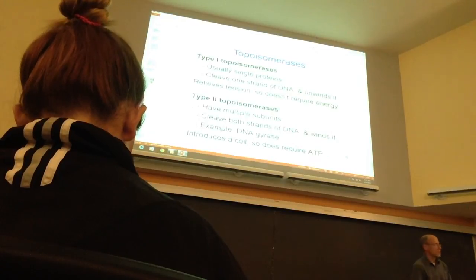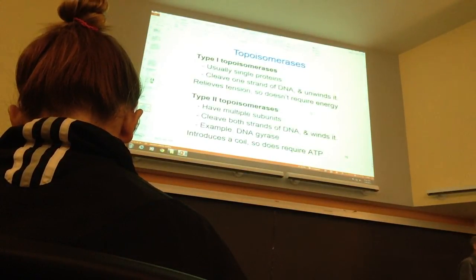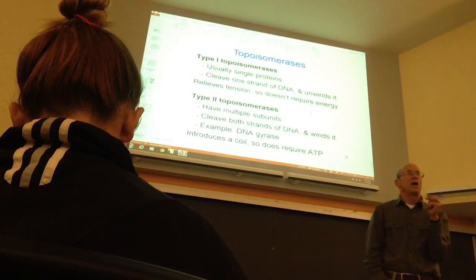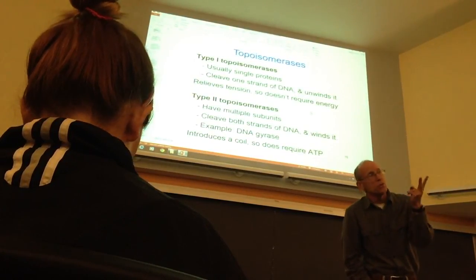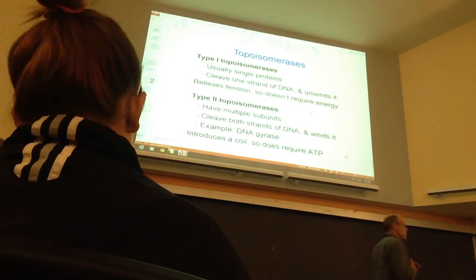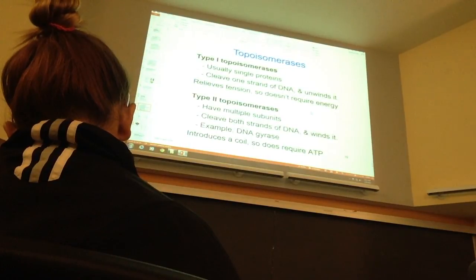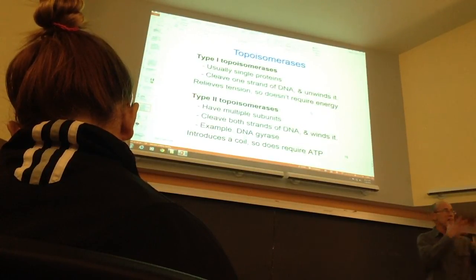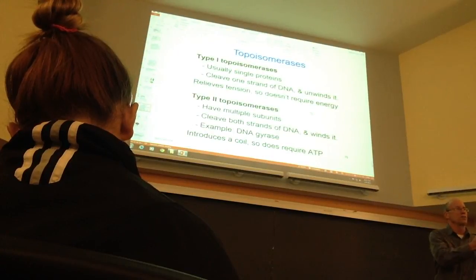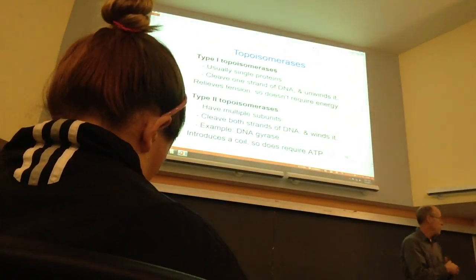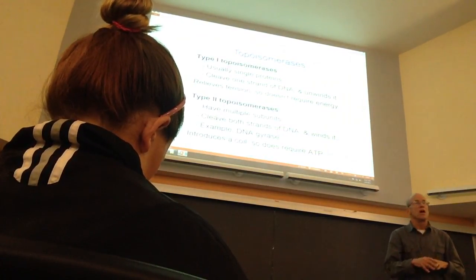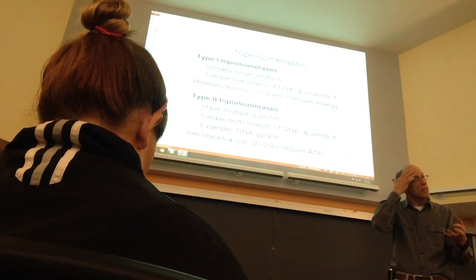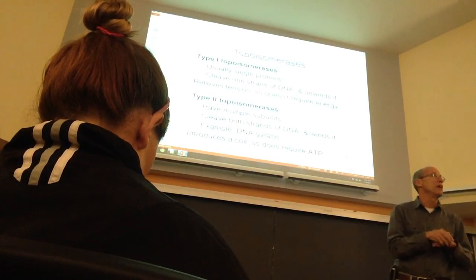The difference between type 1 and type 2 isomerases. Basically, type 1 only cleaves one strand of DNA. Type 2 topoisomerases cleave two strands of DNA. So the difference between cleaving one and two strands is the difference between those two enzymes. Typically, type 1 isomerases are relieving tension, undoing coils, and so no energy is required. Whereas type 2 topoisomerases are introducing coils and typically introducing tension into the DNA structure, and so therefore it requires energy.